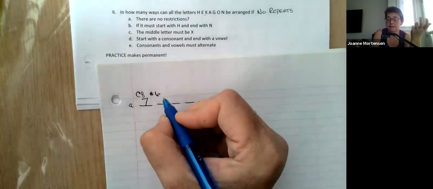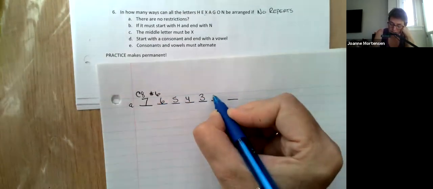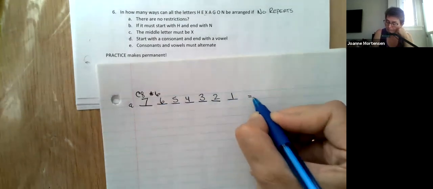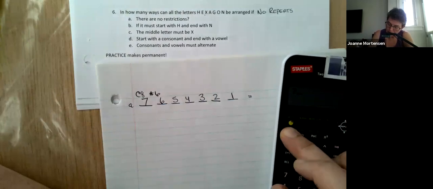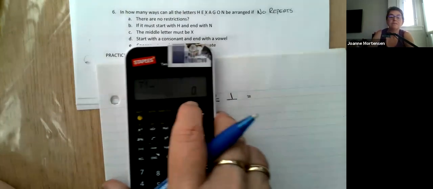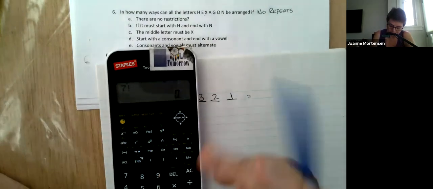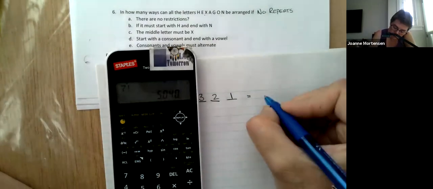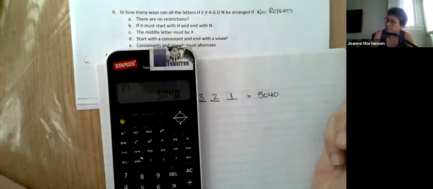You know what the answer is, right? 6, 5, 4, 3, 2, 1. You can multiply that through. I'm going to use my magic button, this lovely factorial button on the calculator, which does it in one step for me, and it gives me 5040. Ta-da.